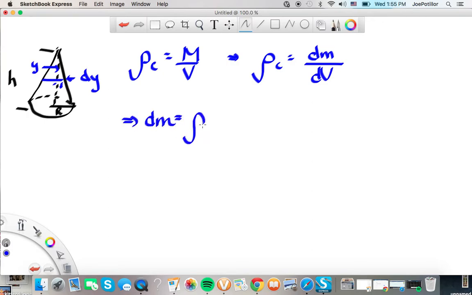So the m is equal to the density of the cone, the density of the entire cone. So these two will be the same, and times the change in volume. Okay. Now, the change in volume, we already found what that change in volume was.